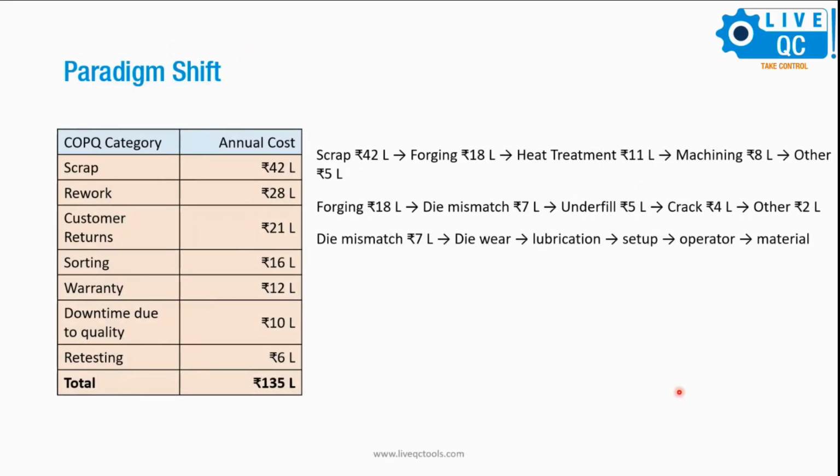So the paradigm shift is after you have taken all these things together and you have linked it, none of them slips through the fingers. You will be able to see the COPQ category of the data coming in. What is the total cost of quality? 1.35 crores. In that, for scrap, you can drill down and you can say what is the contributing Pareto for each one of them. For the forging, inside the scrap, you can say what is the reason, what is the maximum contributor: die mismatch.